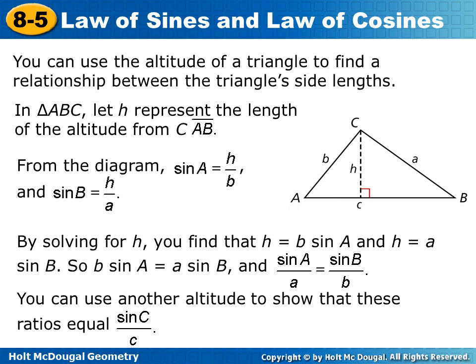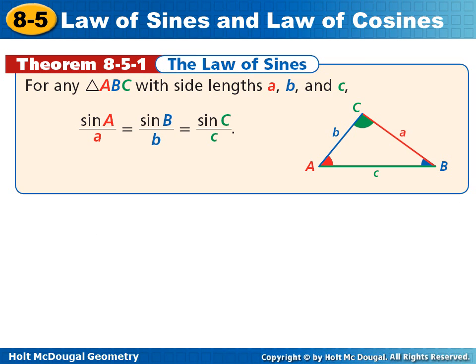You can also use another altitude to show that the ratios are also equal to sine C over c. I always thought this was one of the easiest things to remember just because all the letters match up with each other. So for any triangle ABC with side lengths a, b, and c, sine A divided by a equals sine B divided by b, which is equal to sine C divided by c. So you can use any of these proportions in conjunction with each other to find missing angles or missing sides depending on what you've been given.